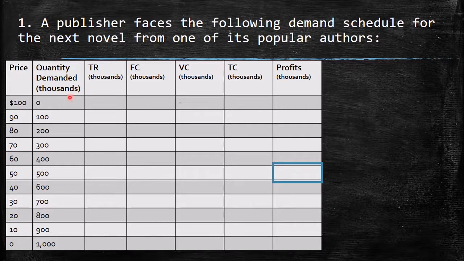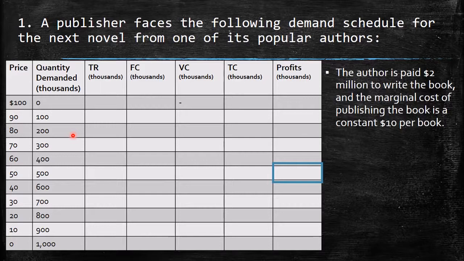So we identify that as 1,000. If the book says 100,000, in our table it's going to be 100. It's going to be definitely much easier. And this is like the law of demand. When the price goes down, naturally quantity demanded will increase.